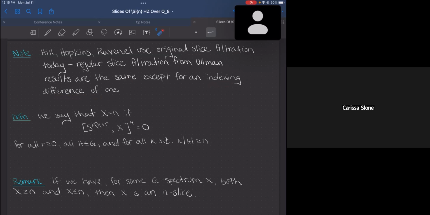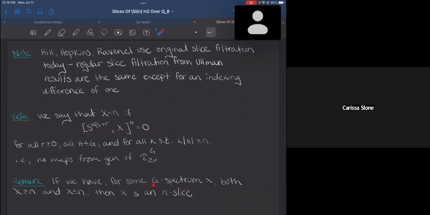All right, I've given you a definition for X at least n, so of course I need to give you a definition for X no bigger than n. We're going to say that X is strictly less than n if the H-equivariant maps from S to the K rho H plus R to X are 0 for every R at least 0, every subgroup H of G, and for all K such that K times the order of H is at least n, i.e., there are no maps from generators of tau at least n G.